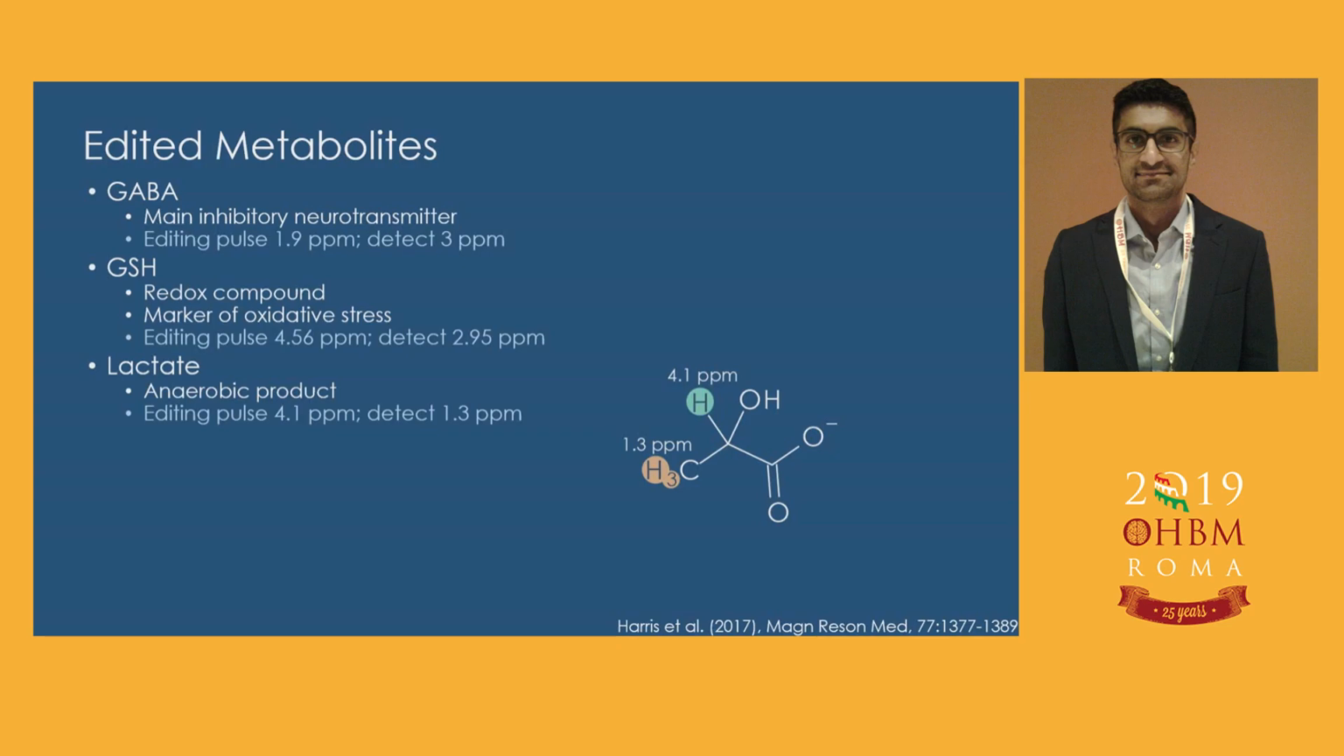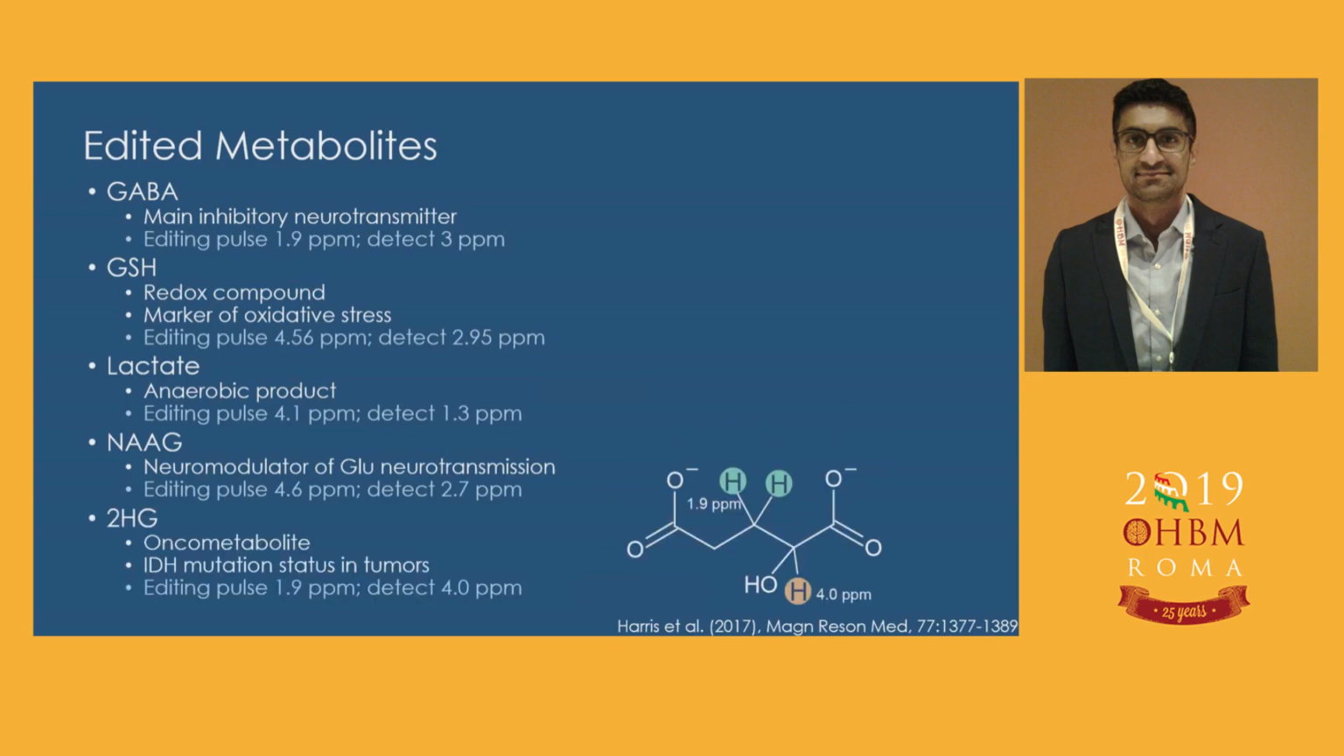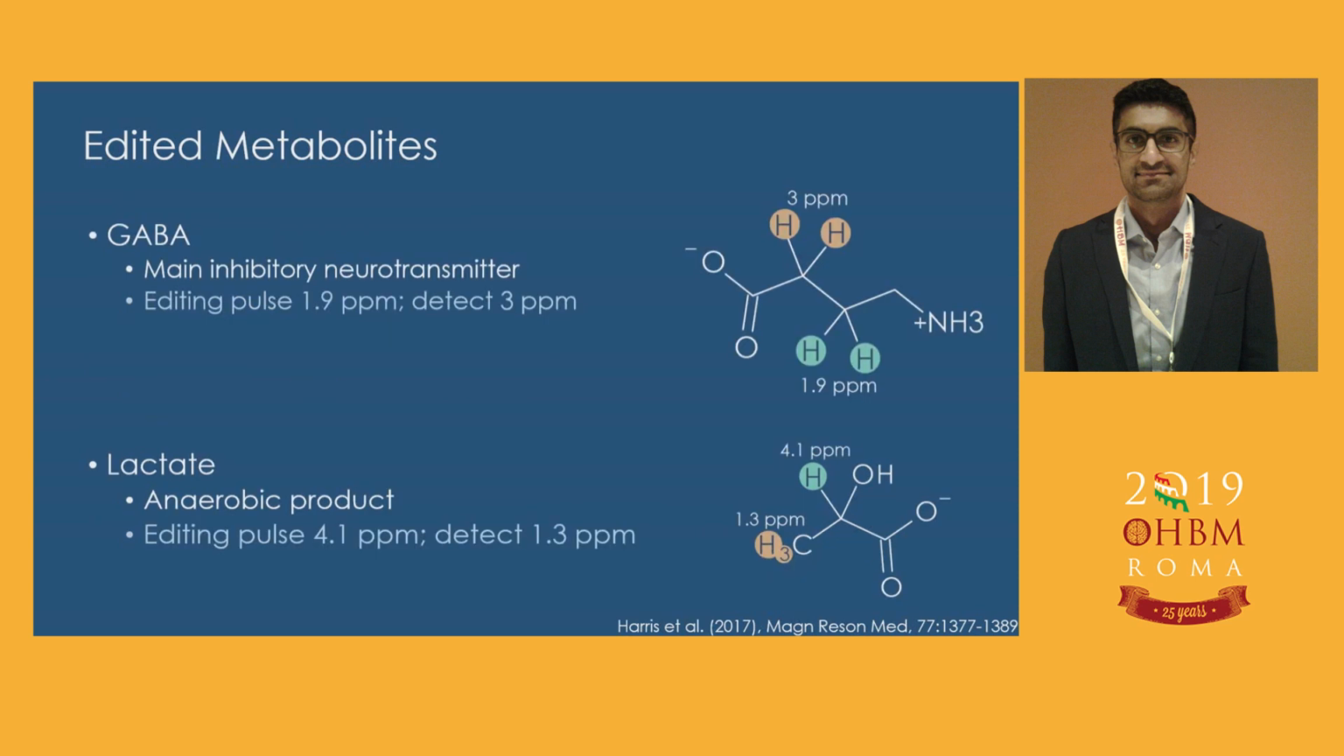and detecting at 1.3 ppm. You have NAAG, a neuromodulator, measured by applying editing pulse at 4.6 ppm, detecting at 2.7 ppm. And we have 2HG, it's an oncometabolite, tells you the IDH mutation status in tumors. It can be measured by applying editing pulse at 1.9 ppm and detecting at 4 ppm. So in the next slides, I will focus on GABA as the main metabolite for editing, and I will also touch on lactate.